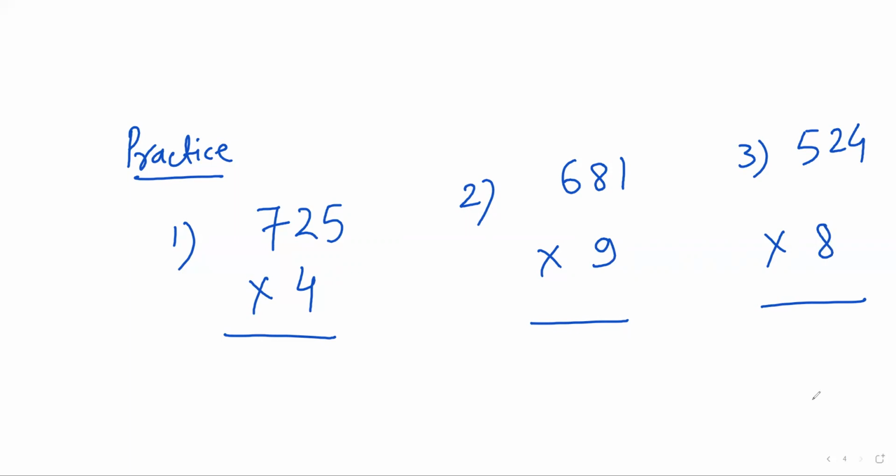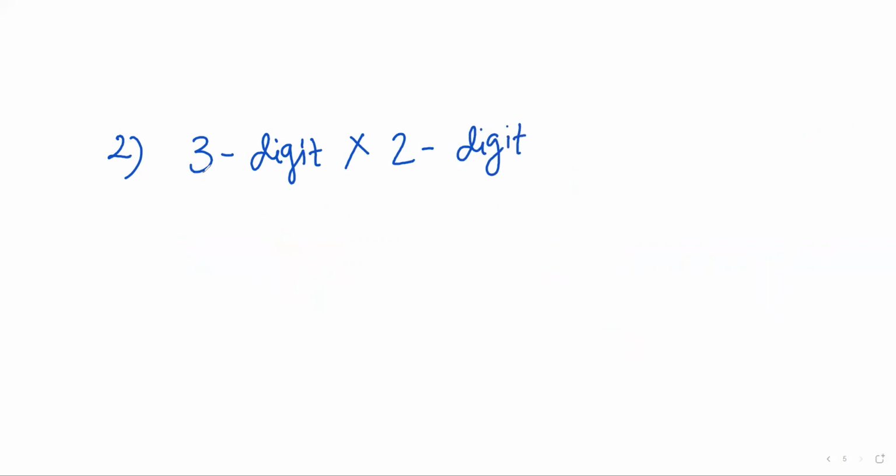Okay, now let's take type 2, that is 3-digit by 2-digit multiplication. Okay, now take an example. Let's consider example. Multiply 621 by 25, right?